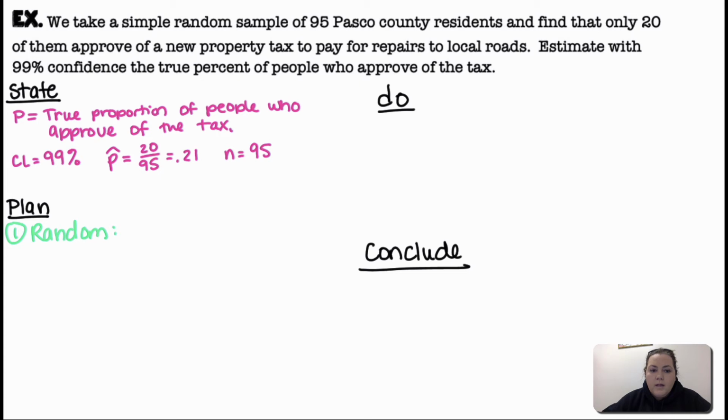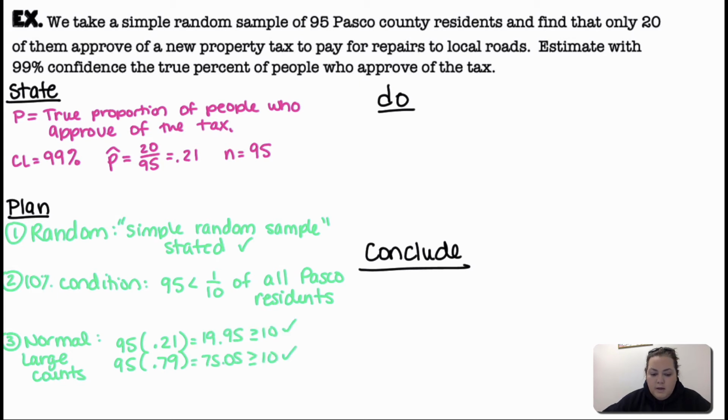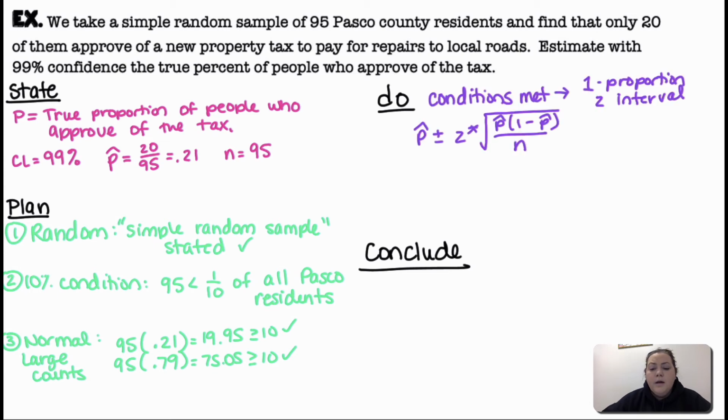My conditions: random. They stated that it was from a simple random sample. I like to put that in quotation marks, how they worded it. 10% condition: my sample size was 95. 95 is less than 1/10 of all Pasco residents. And then the normal or large counts condition: 95 times 0.21, that's n times p hat, and then 95 times 1 minus p hat gives me values that are both greater than 10. So on to the do. My conditions are met.